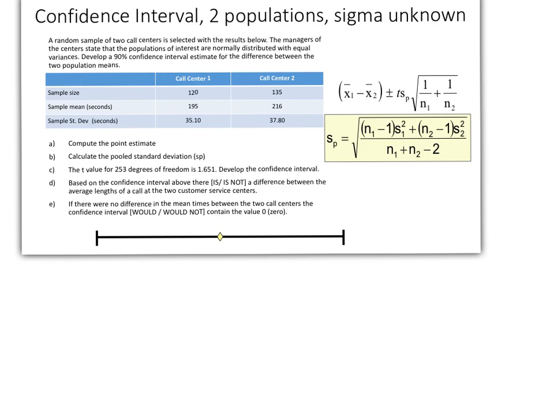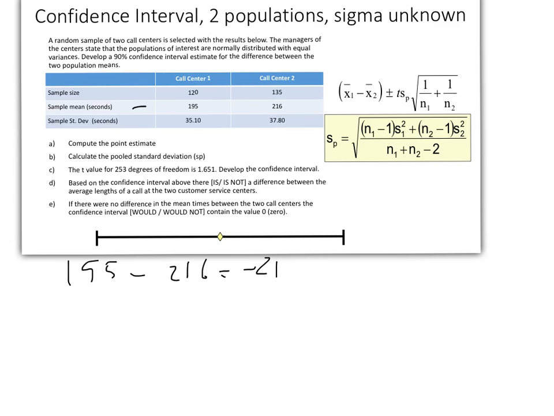Alright, so we're going to look at this here. The point estimate, simple enough, is x bar 1 minus x bar 2, and that is going to be our sample means. So we have 195 minus 216 equals a negative 21. So there's our point estimate. The pooled standard deviation, we'll come back to that in a minute, part B.